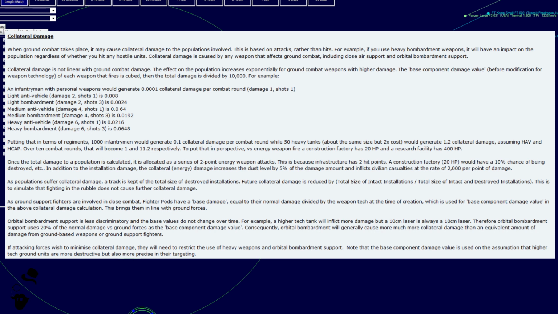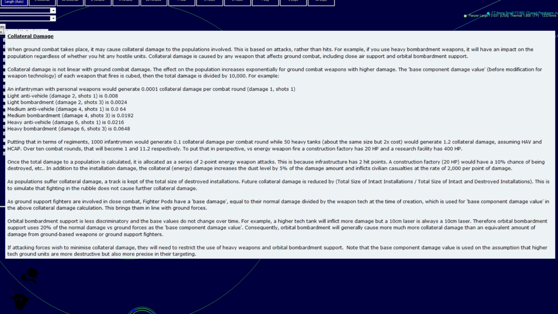Once the total damage to a population is calculated, it is allocated as a series of 2-point energy weapon attacks. This is because infrastructure has 2 hit points. A construction factory, 20 hit points, would have a 10% chance of being destroyed, etc. In addition to the installation damage, the collateral energy damage increases the dust level by 5% of the damage amount and inflicts civilian casualties at a rate of 2,000 per point of damage.